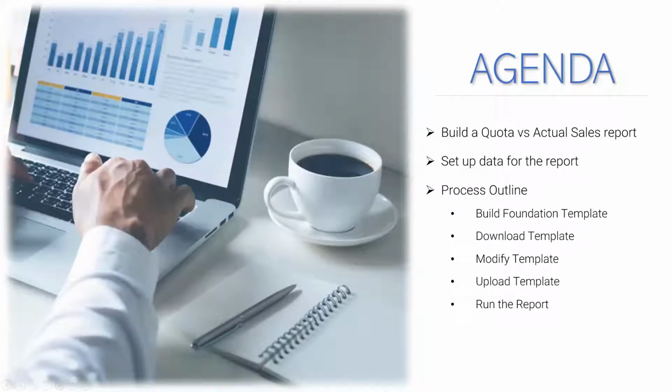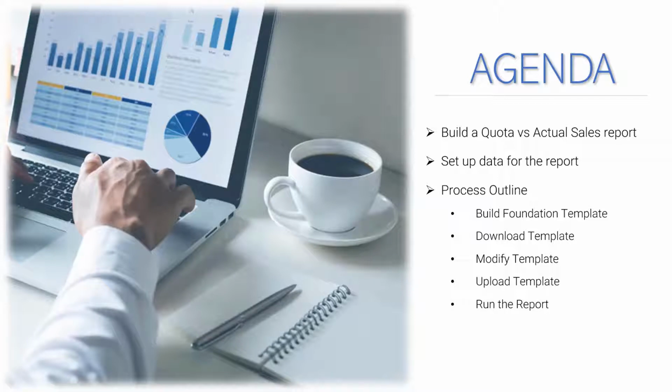What we're going to build today is a sales quota versus actual sales report. So we will be using data from the sales module. We also will be using data from a custom module called Sales Quota. And we'll go basically through the same process we went through last week, where you build your template, the foundation of it, adding your data sources. You download the template so that you can edit and modify it. Once you're done, you upload the template and then you're able to run your report.